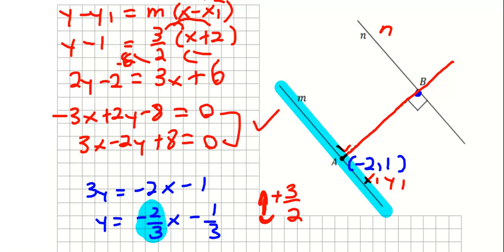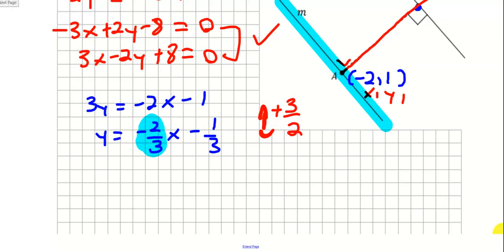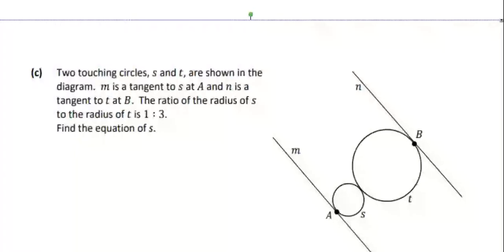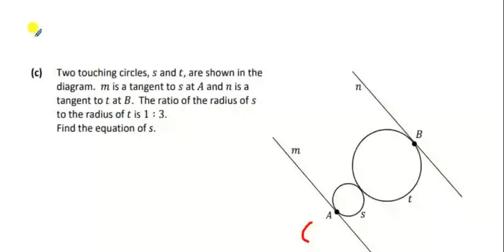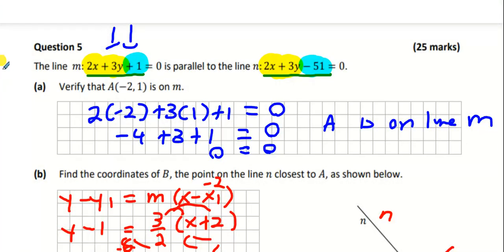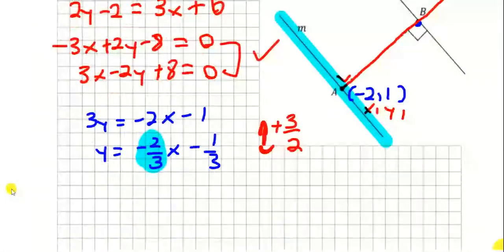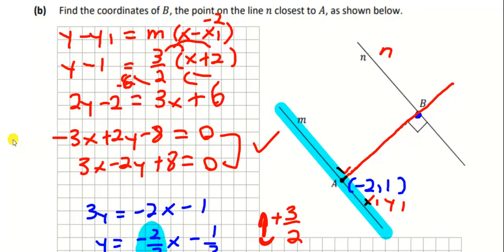Next thing we're moving on to is a bit of a two touching circles. So we have A and B touching. And we know that A is the point, what did we say it was in the last question? Oh, sorry, I still didn't finish this question. I still haven't found the point B yet, which is the whole point of the question.